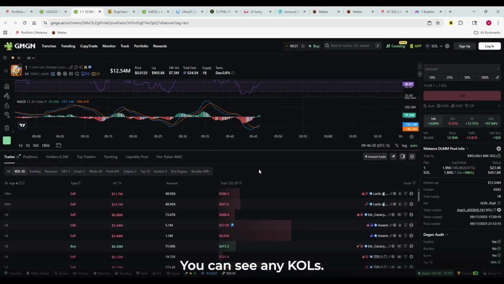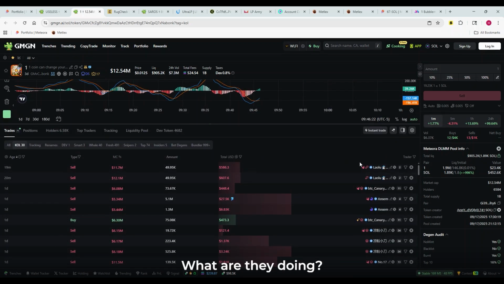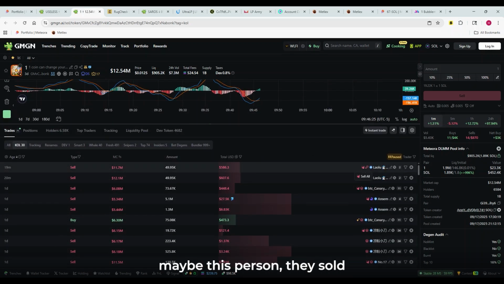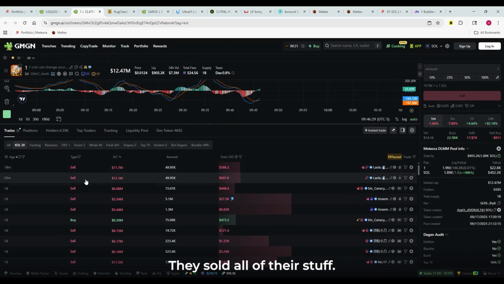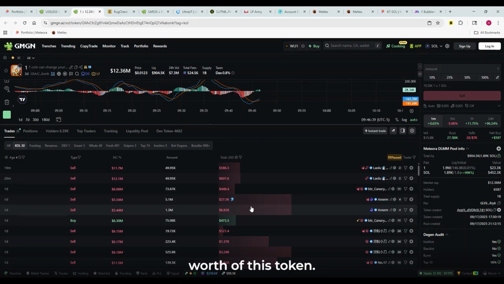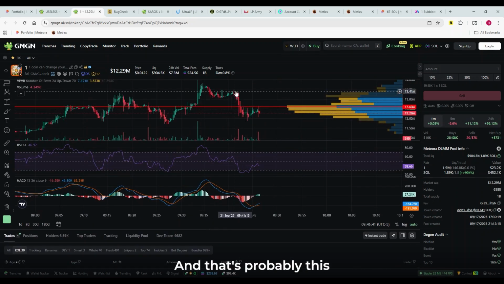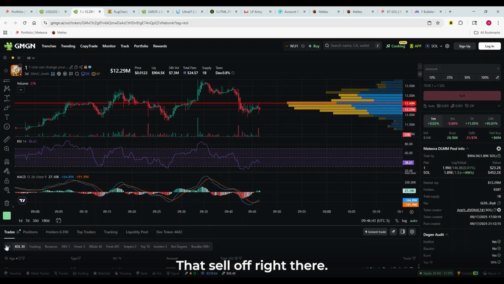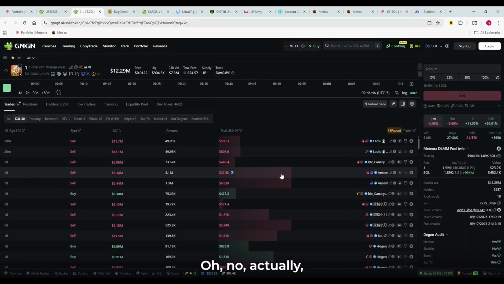You can see any KOLs, what are they doing? You see an indicator, maybe this person, they sold all, the little sweeping broom, they sold all of their stuff. Sometimes I look at KOLs to see what are they doing. Like here's Ansem, he just sold $27,000 worth of this token, and that's probably this right here, that sell-off right there. Or no, actually that was a day ago, so never mind.